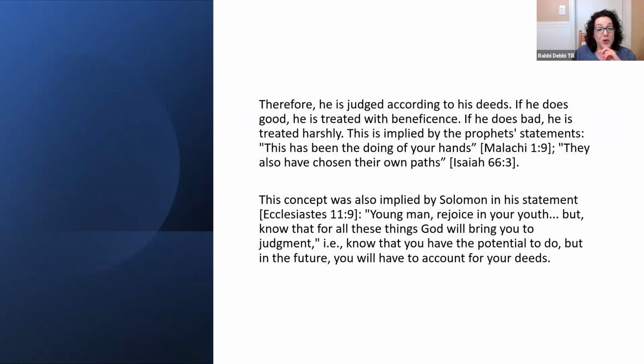A person is judged according to his deeds. If he does good, he's treated kindly; if he does bad, he is treated harshly. This is implied by the prophet's statements from Micah: "This has been the doing of your hands." "They have also chosen their own paths." The concept was also implied by Solomon in his statement, "Young man, rejoice in your youth, but know that for all these things, God will bring you to a judgment." Know that you have the potential to do, but in the future, you will have to account for your deeds.